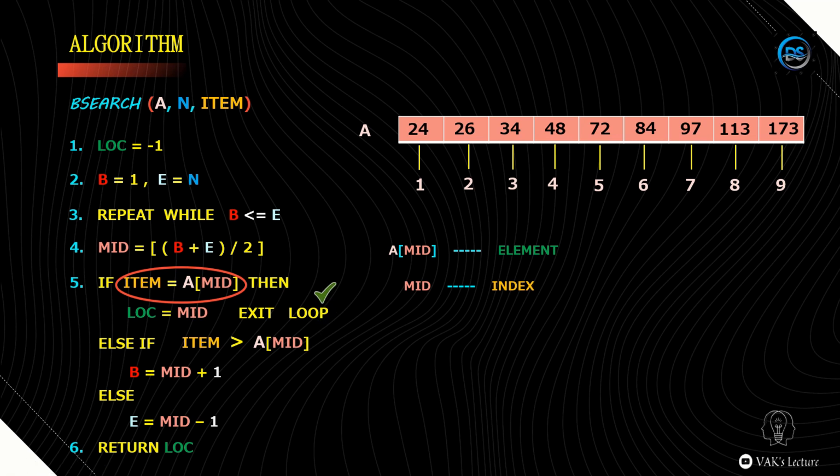If the item matches with A of mid, then mid will be stored in the location variable. Then the loop will exit. That means we found the item that we were searching for. Then we return location. If it doesn't happen, that means if the item is greater than A of mid, then we moved towards the right and shifted the beginning by making it mid plus 1. If the item is smaller, then we will shift the ending by making it mid minus 1.